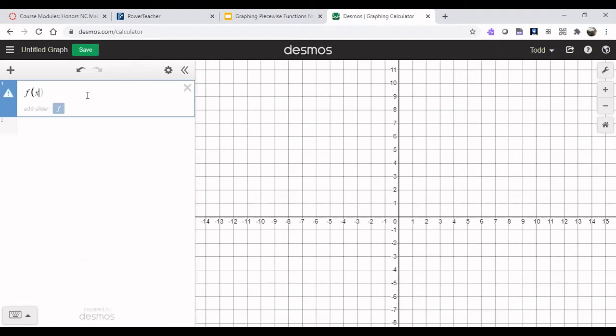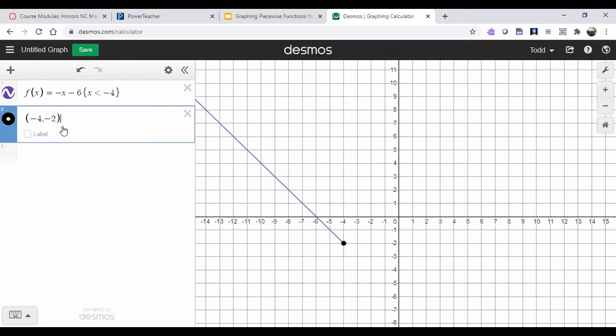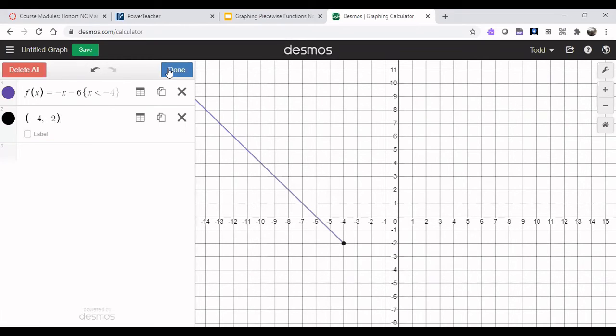So f of x equals -x minus 6, curly bracket, when x is less than -4. So if you want to go ahead, that's -4, -2. You can see on there where it's ending. So it ends at -4, -2. And since that's not or equal to, that needs to be an open circle.